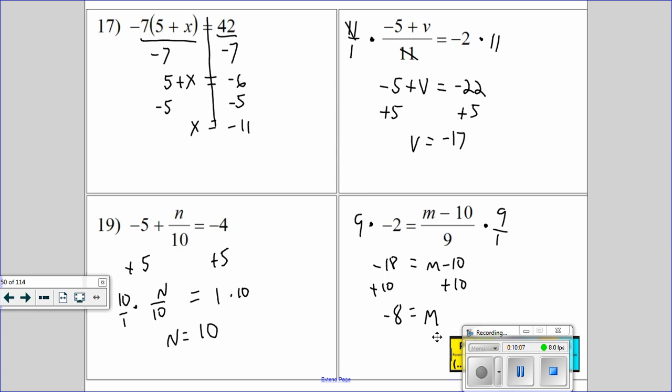Now again, this has been one-step and two-step equations. Keep in mind what you want to do is do the opposite operation, and it's going to require a lot of practice in order to make sure you master the skill.